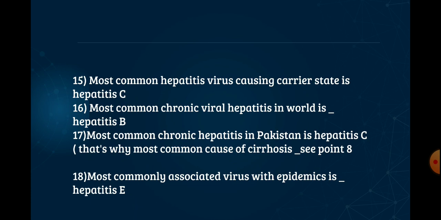Most common chronic viral hepatitis in world is hepatitis B. So here is a trick that overall world has more hepatitis B cases than hepatitis C. In our country it is hepatitis C, but worldwide it is hepatitis B. But overall worldwide cause of cirrhosis is alcoholism, and overall in Pakistan it is hepatitis C. So all are mixing things, but you have to keep them separate if asked about Pakistan or worldwide.